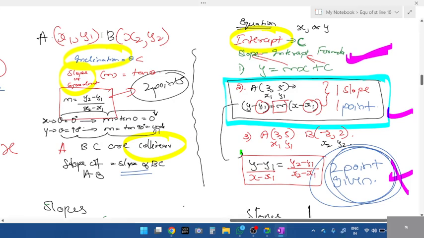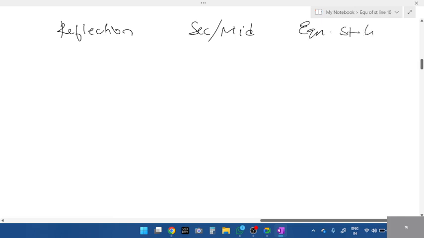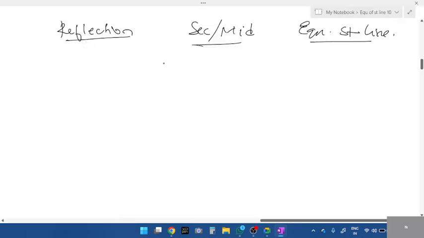Fine, students. First, before this, look, these three come under one topic: reflection, section midpoint, and the other one, equation of a straight line. All three put together, you'll get two or three questions, students, including MCQ. It is for 8 to 12 marks, anywhere between 8 and 12.